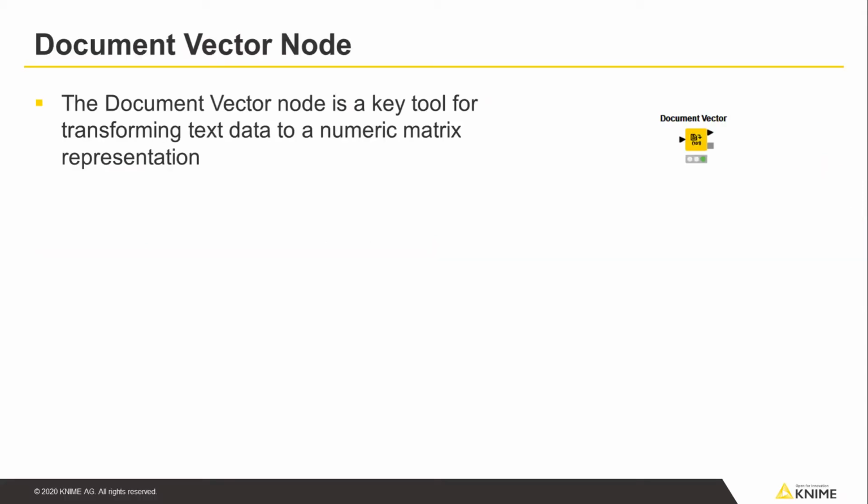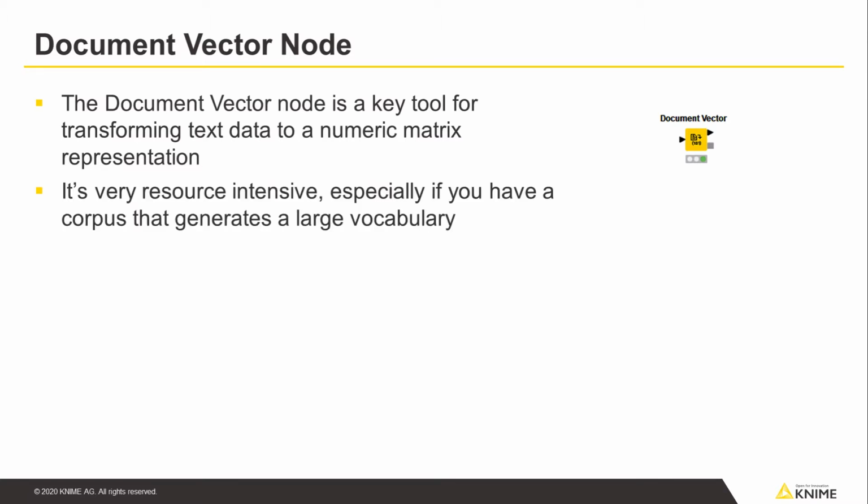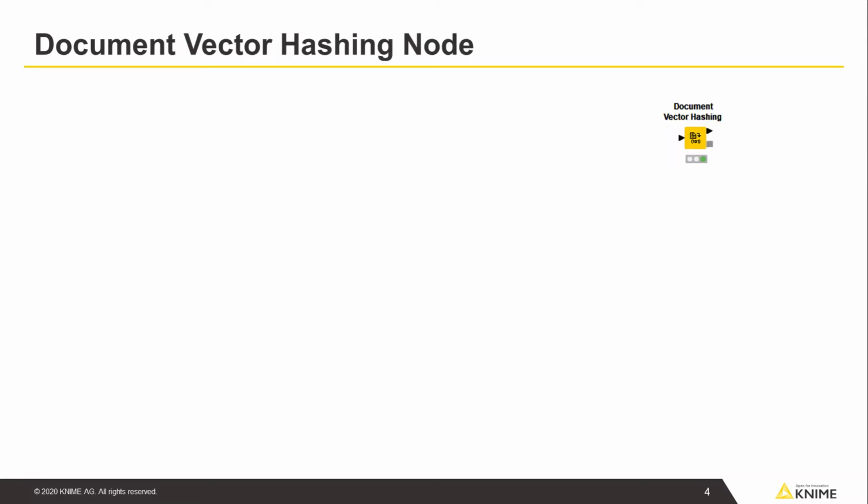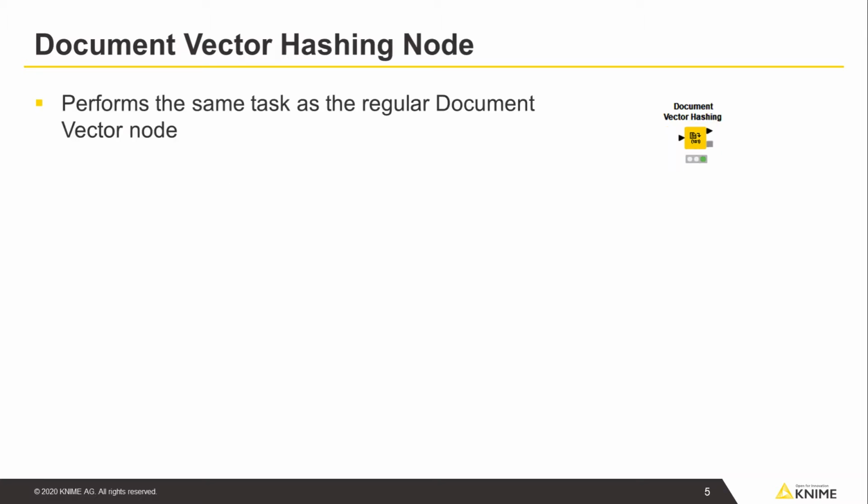The document vector node is a key tool for transforming text data to a numeric matrix representation. It's also very resource intensive, especially if you have a corpus that generates a large vocabulary. To mitigate this problem, we can instead use the document vector hashing node. This node performs the same task as the regular document vector node, but in a different way.